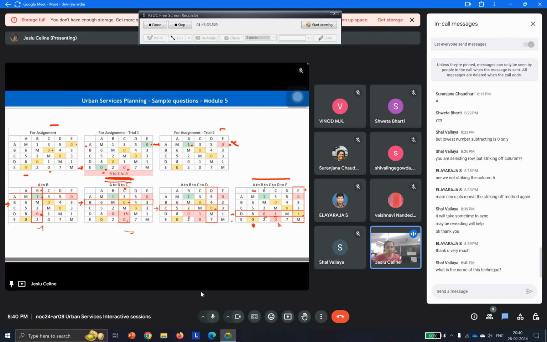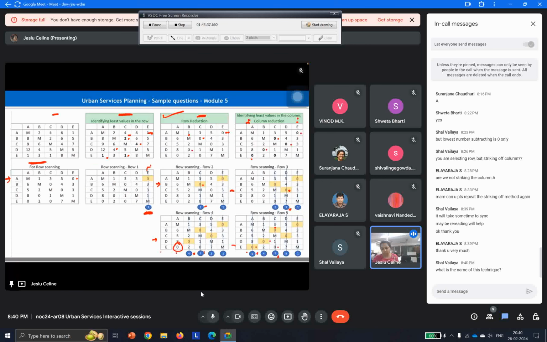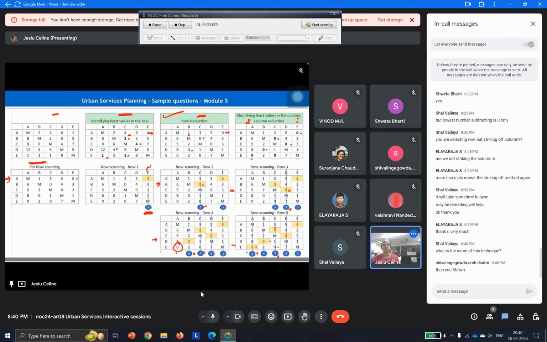What is the name of this technique? I do not know whether there's any other name for it, but this is the matrix way of solving the traveling salesman problem. I don't know whether there's any other particular name for that. I'm not sure.